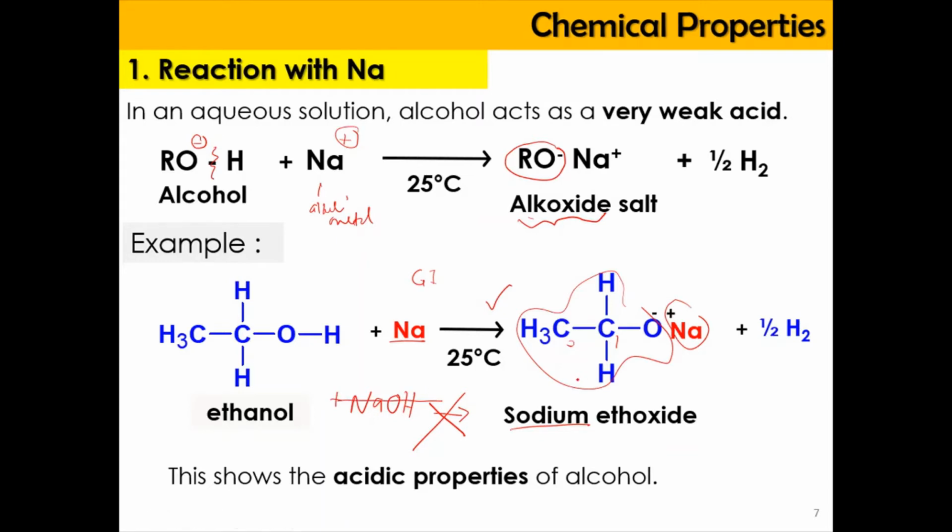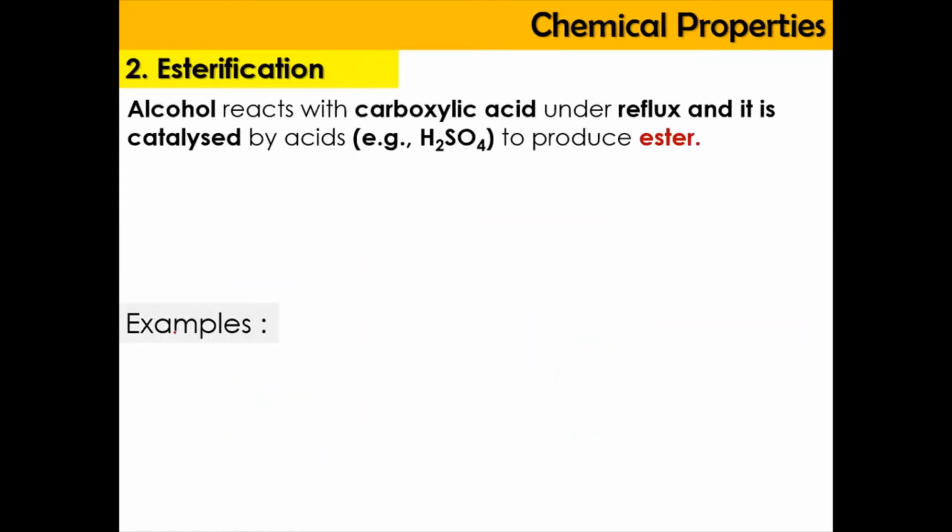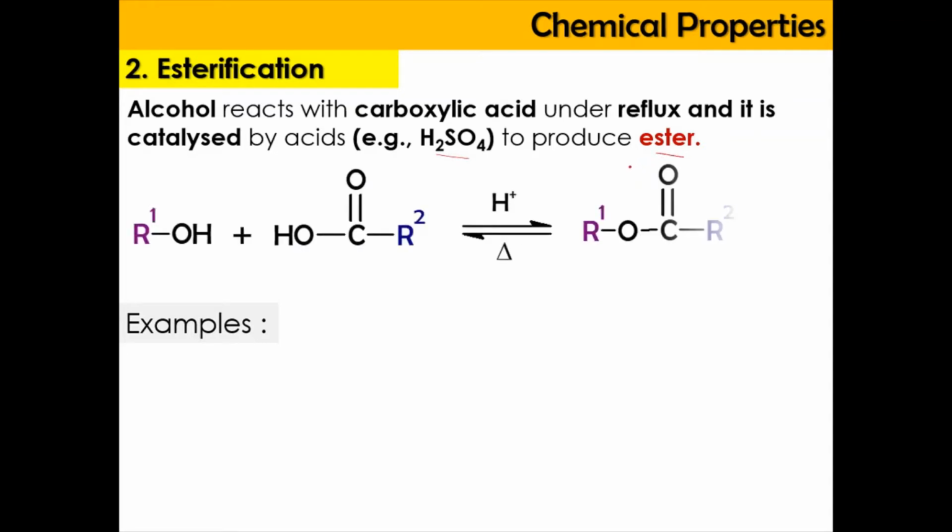Okay, now we're going to look into the esterification. So for esterification, the alcohol is going to react with the carboxylic acid under reflux, and it is catalyzed by an acid, which is sulfuric acid, in order to produce an ester. Okay, let's say if you have an alcohol and then you have a carboxylic acid here. So with a catalyzed reaction under reflux at high temperature, you're going to produce an ester.